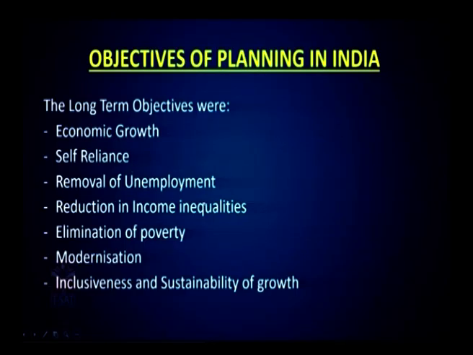Then removal of unemployment. Many Indians were suffering from the problem of unemployment. So, removing unemployment on a long run basis was also the objective of Indian planning. Income inequalities were highly rampant, and wide disparities were there in the society in the form of a small number of rich and a large number, maybe more than 90% of the Indians, suffering from poverty, in the sense that their incomes were very less.